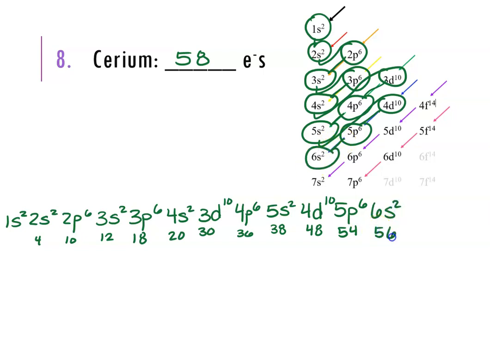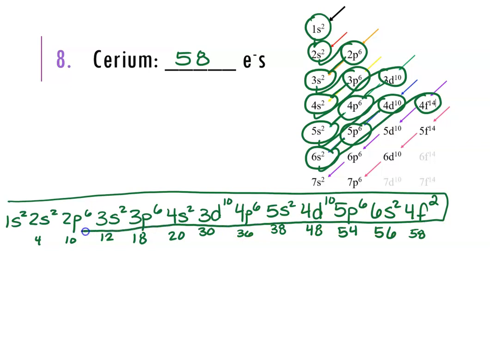6s2 is 56, and then I need 2 more. So 4f14 is too many, since I have 56, so I only need 2. So that's going to be 4f2. And that takes me to 58.